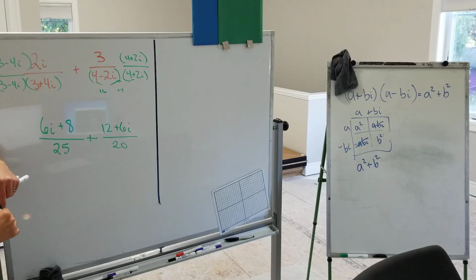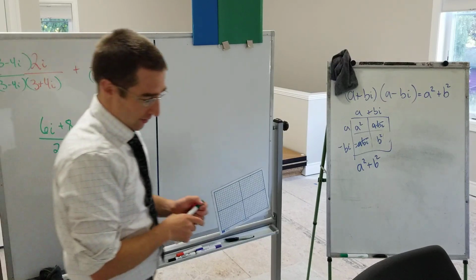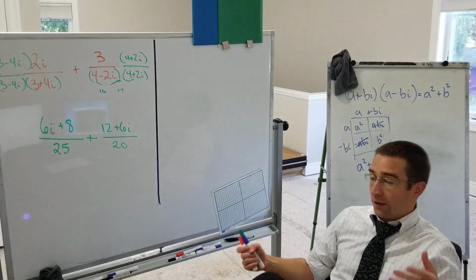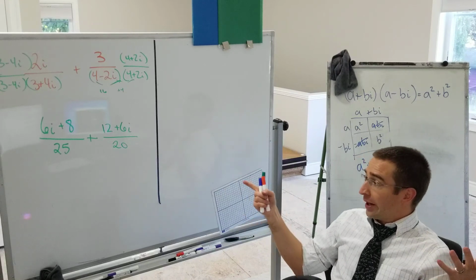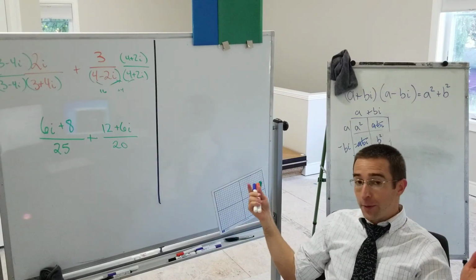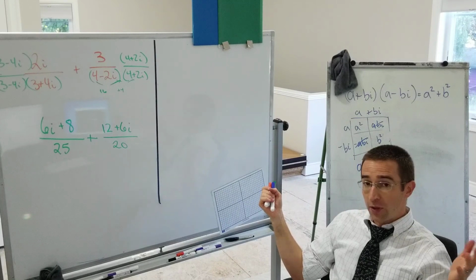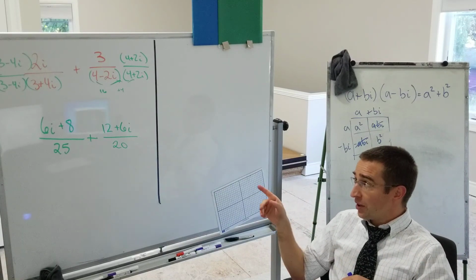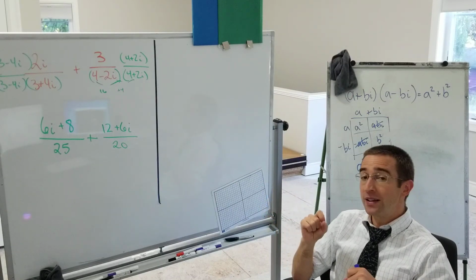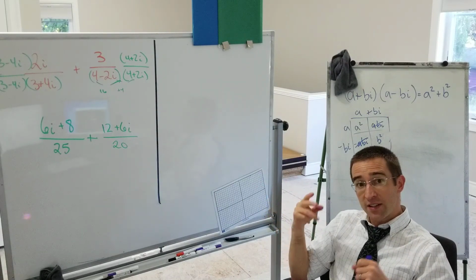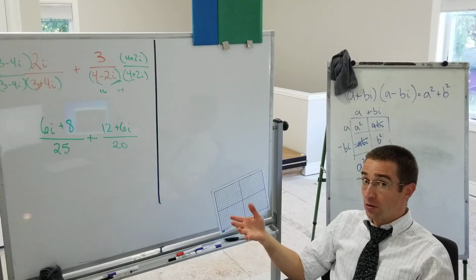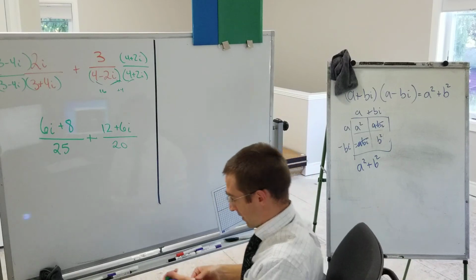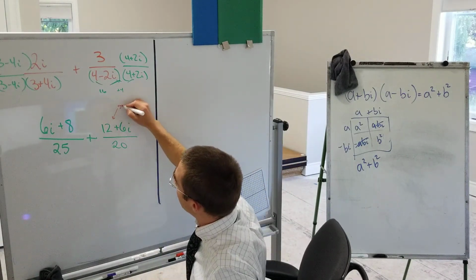So we got a couple options here. One, I could just straight up go for it and find a common denominator. I could do that. Or I could be a little bit more clever. I say, hey, look at the 12 plus 6i over 20. 12, 6, and 20 are all divisible by 2. So I'm going to simplify this.